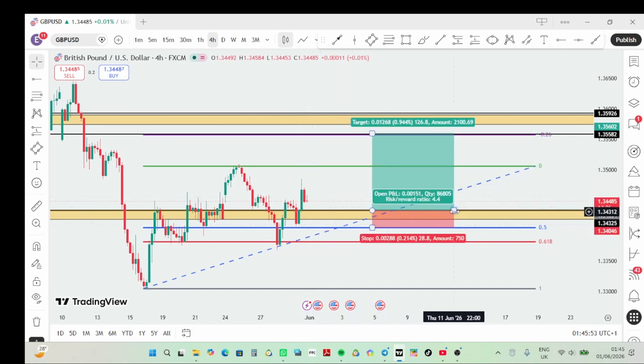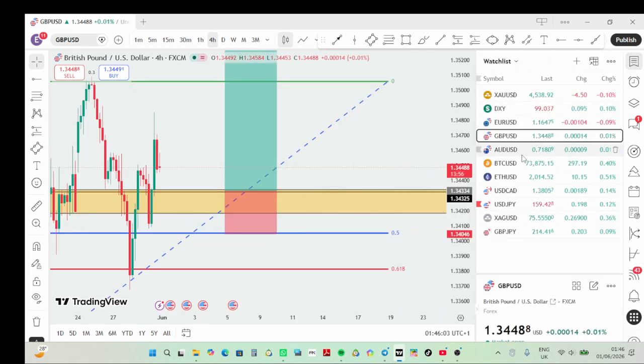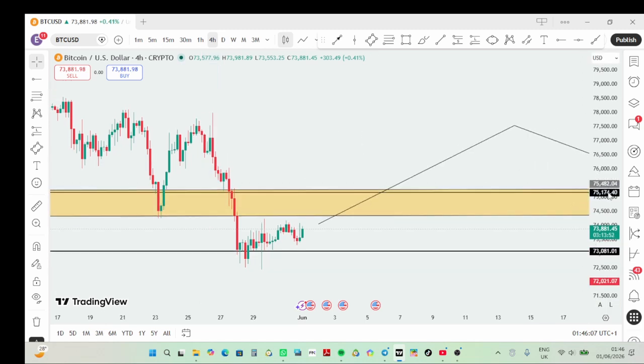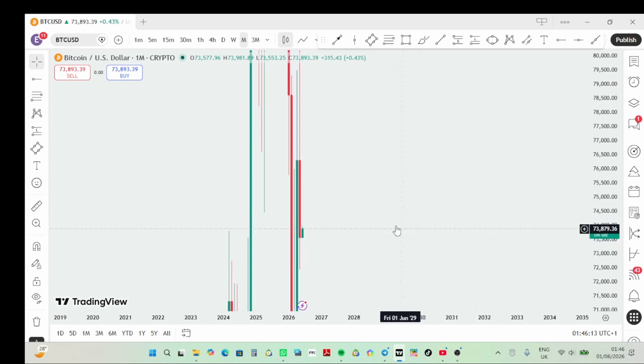Then bounce off from here. I would like to see this bounce from here to an irrigation candlestick, then to the upside. That's GBP USD. That's JPY USD. So let's check BTC. BTC, Bitcoin. Yes, Bitcoin. Let's see what Bitcoin has been doing.